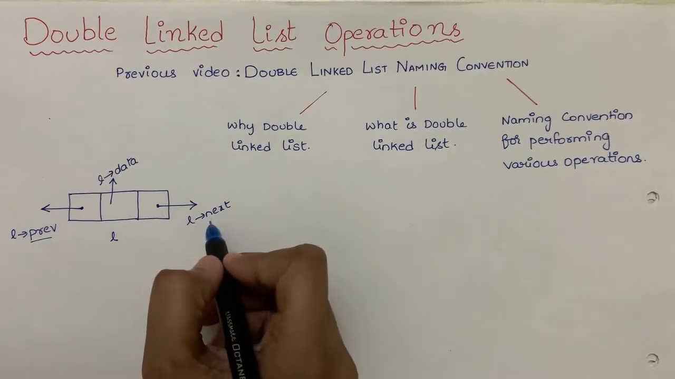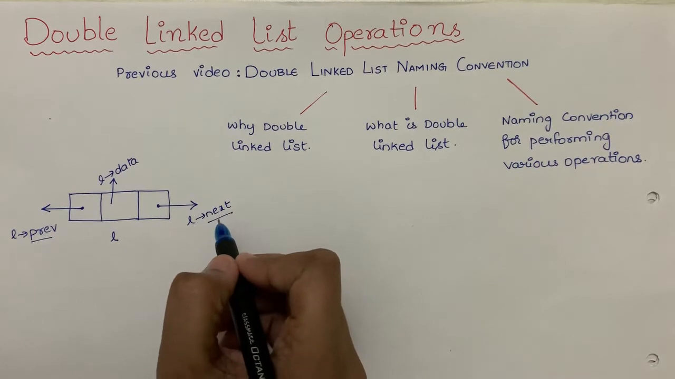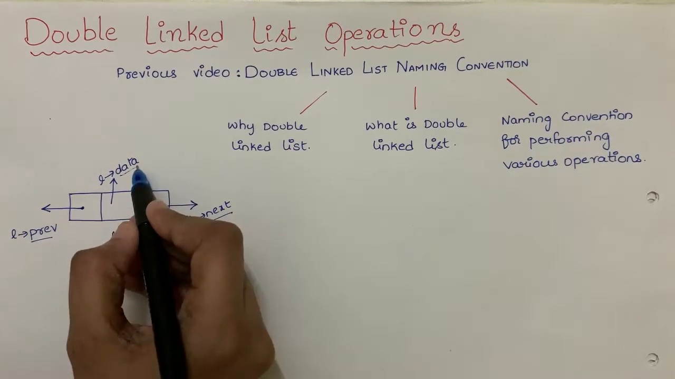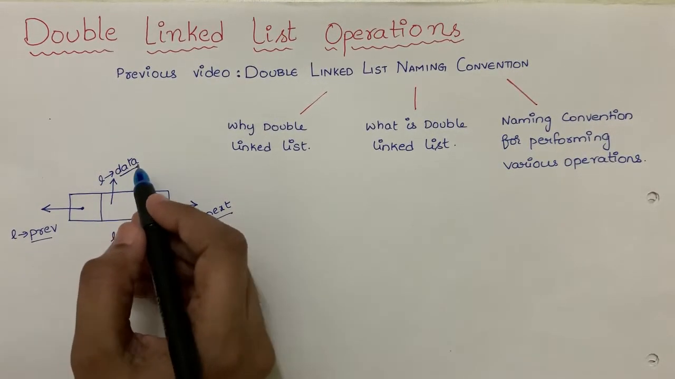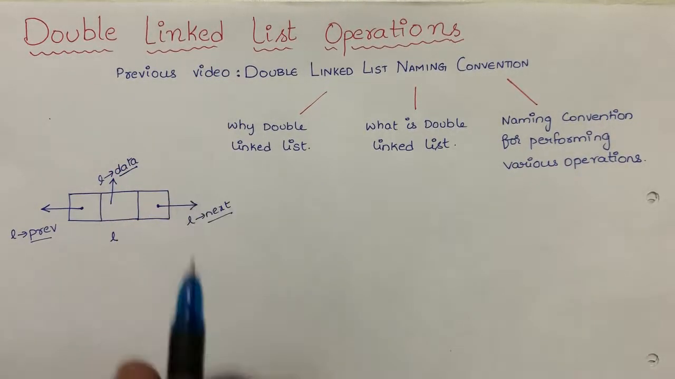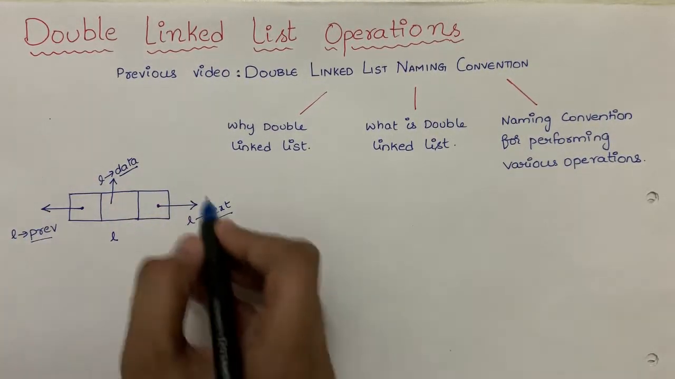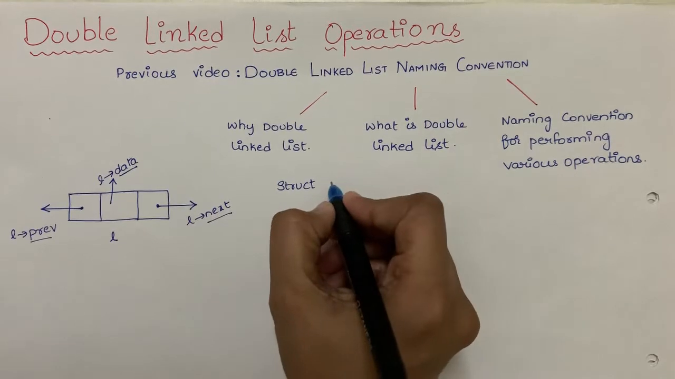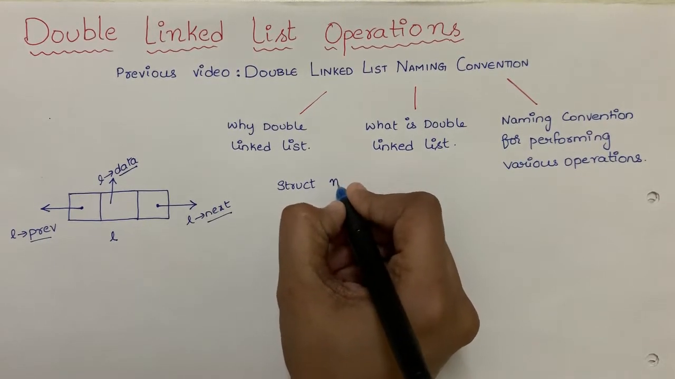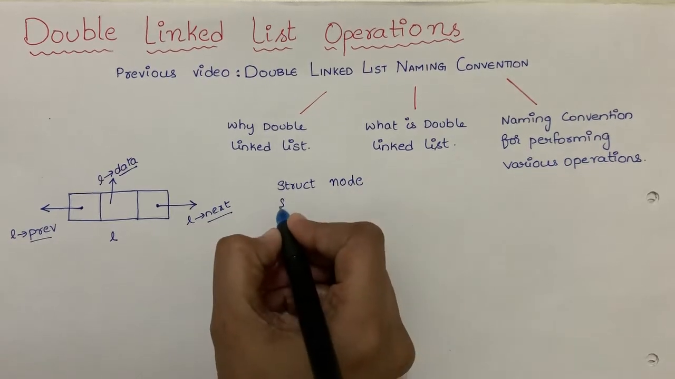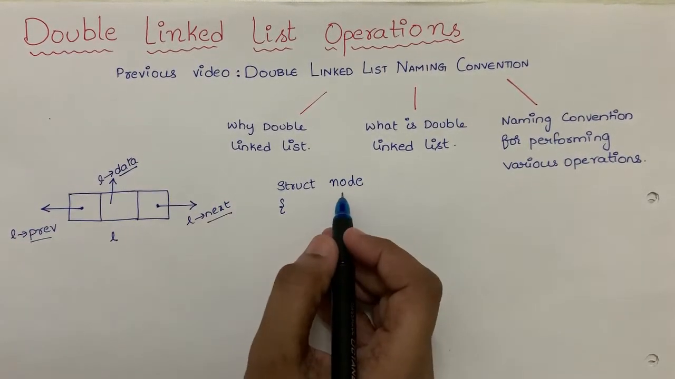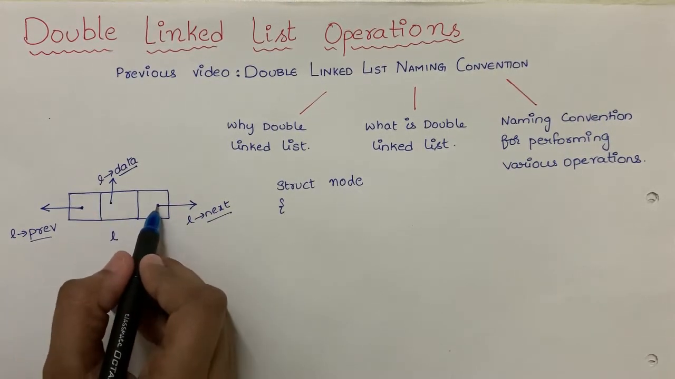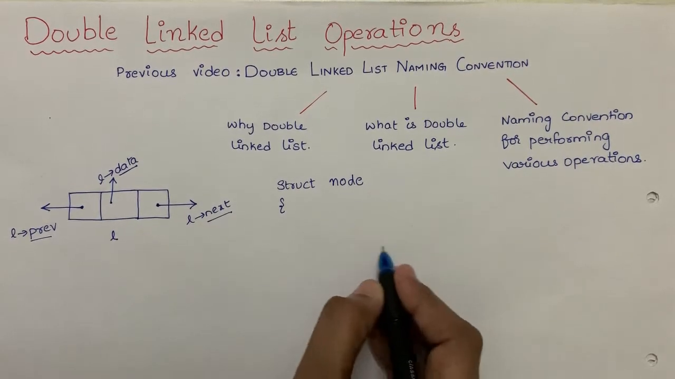Here previous and next are pointers because they are storing the address of the previous node and the next node, and data is of type integer or floating point or character or whatever type we are storing in the double linked list. So to create a structure for this node, I am using struct with the name node. As this is the node, just to represent it, I am using the name node, and here we need to store three values. So here we will write three types.